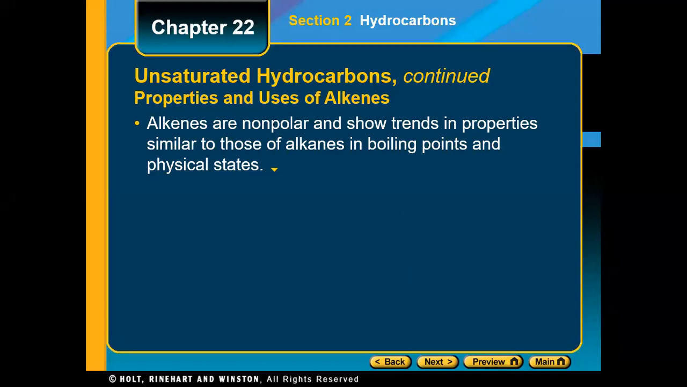These are substances that have a partially positively charged end and a negatively charged end. They are not balanced in the charge. The charge is not equally distributed throughout the molecule. So the alkenes are non-polar. That means they don't have those positive and negative ends, because those are the polar substances. So they have the same properties as the alkanes in terms of boiling points and physical states.